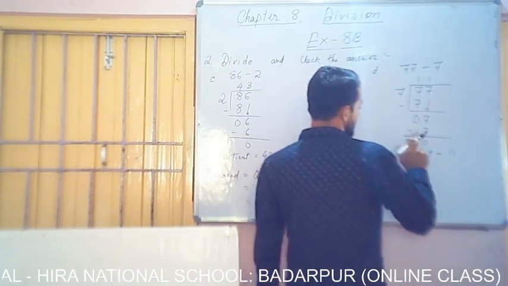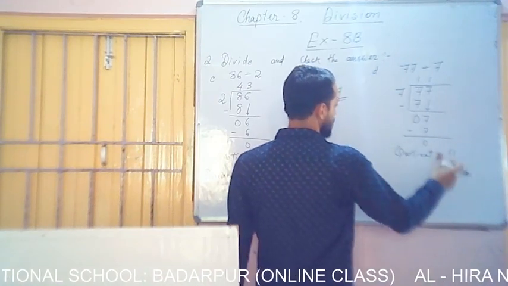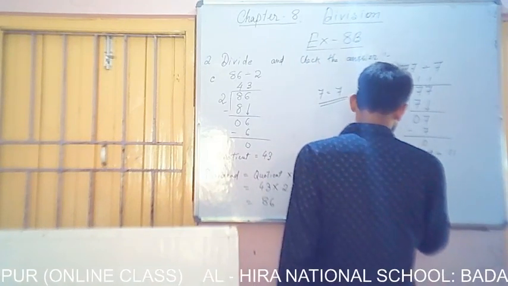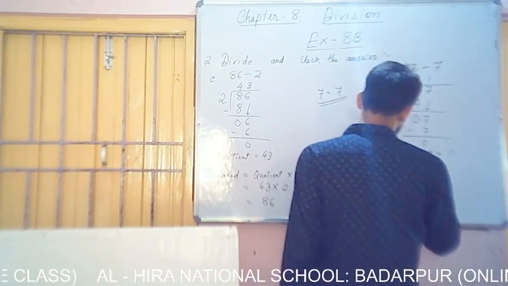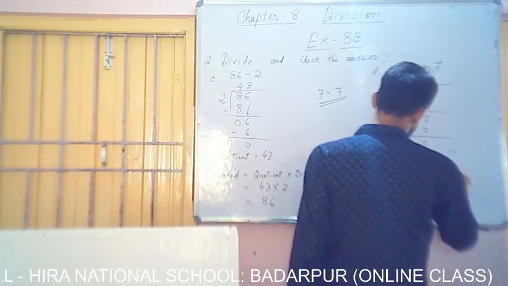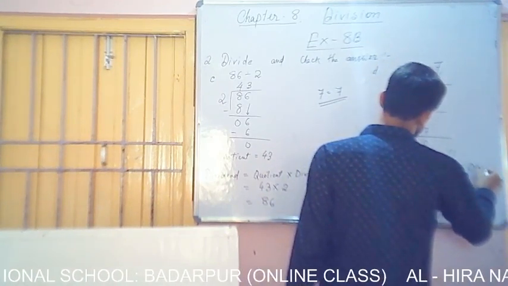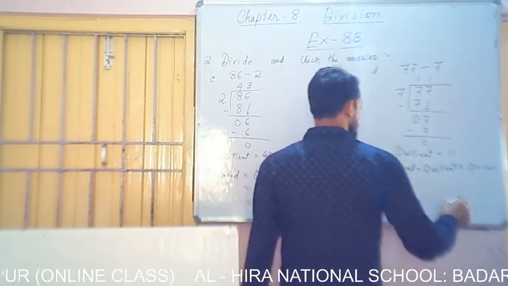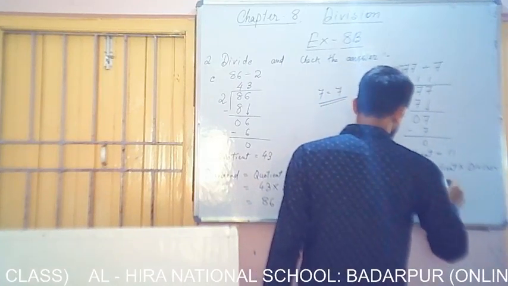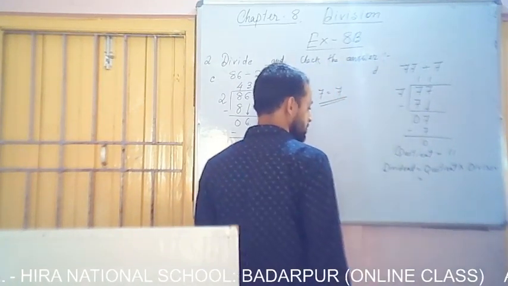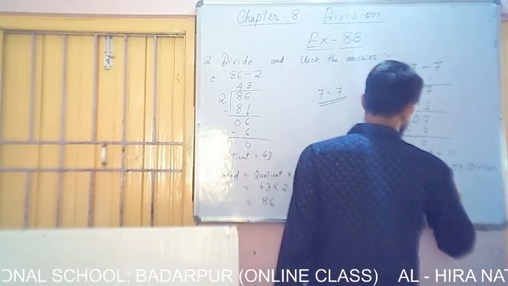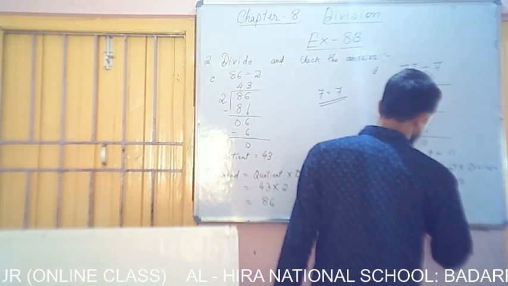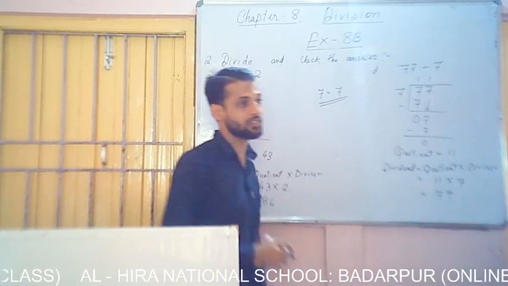So if the remainder is greater than 0, like 1, 2 or 3, then you have to write it. Now you have to check whether the answer is correct or not. Dividend equals quotient times divisor. Here the quotient is 11 and the divisor is 7. So 7 multiplied by 11 equals 77. That means the answer is correct.